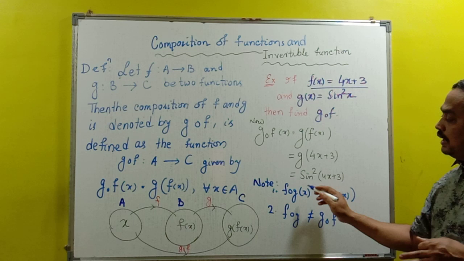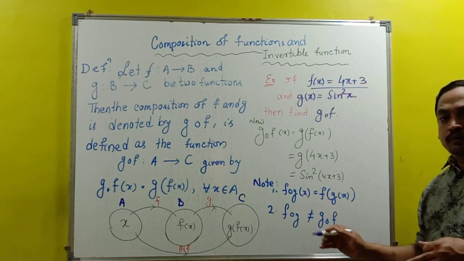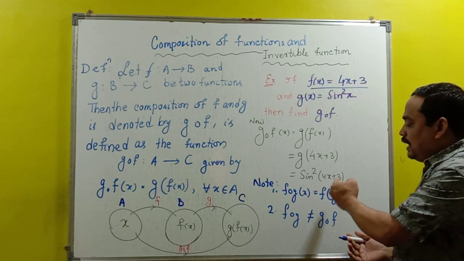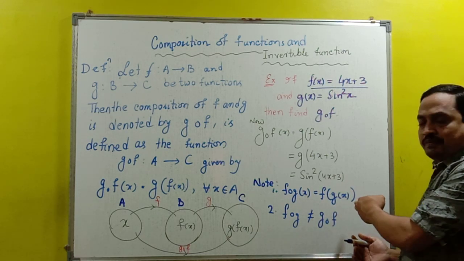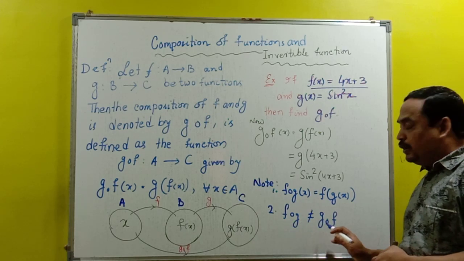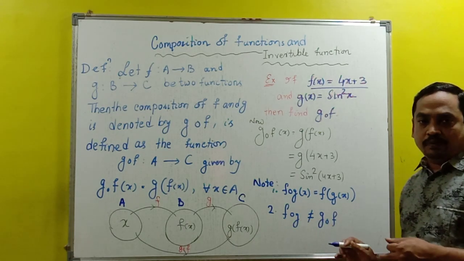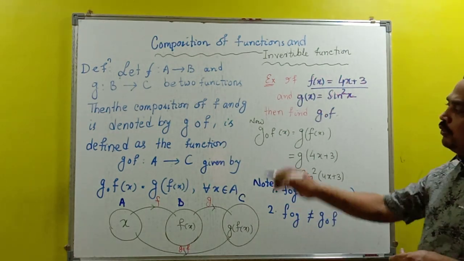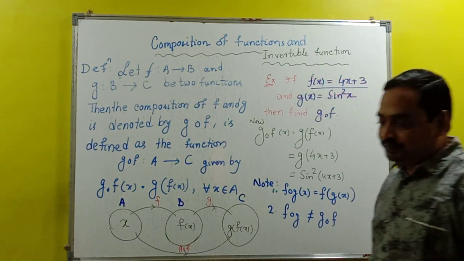Got it? Similarly, we can define the function fog of x. Fog of x is f of g of x. And you will notice that fog is not equal to gof. With another example we will discuss. By that time, note this in your notebook.